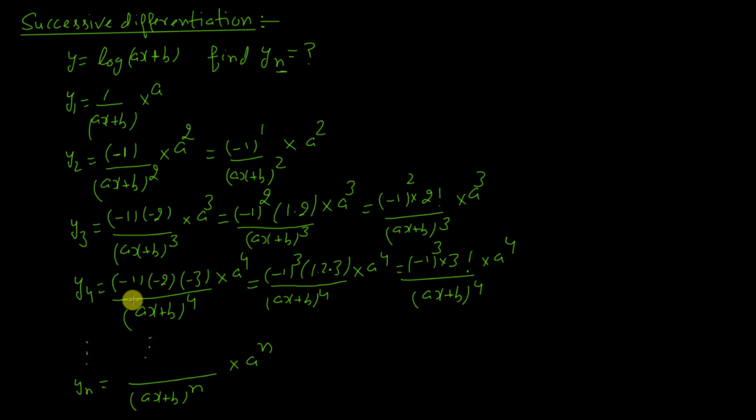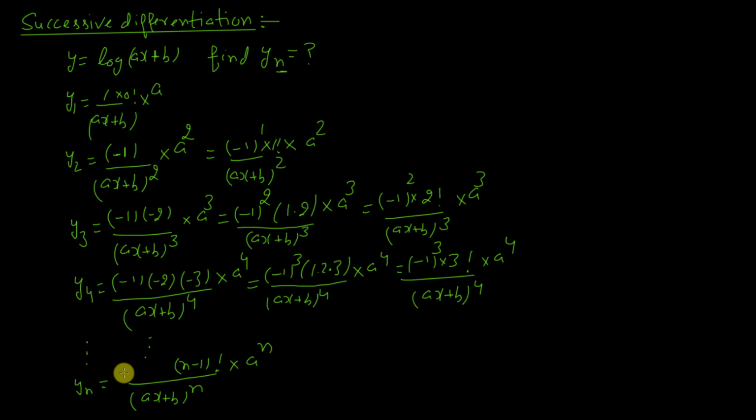Now look over here, when here is 4, here is 1 less, 3 factorial. When here is 3, here is 1 less, meaning 2 factorial. When here is 2, here is 1 less, meaning 1 factorial. When here is 1, here is 1 less, that is 0 factorial. So whenever here will be n, here will be 1 less factorial, meaning n minus 1 factorial. Now see, when here is 4, minus 1 raised to the power 3, 1 less than 4. When 3, minus 1 raised to the power 2, 1 less than 3. So when here is 2, minus 1 raised to the power 1.